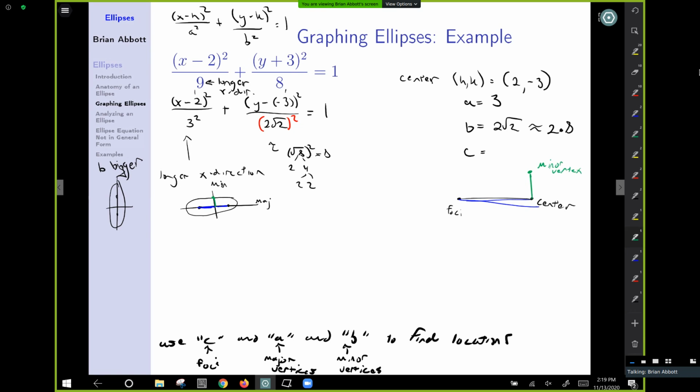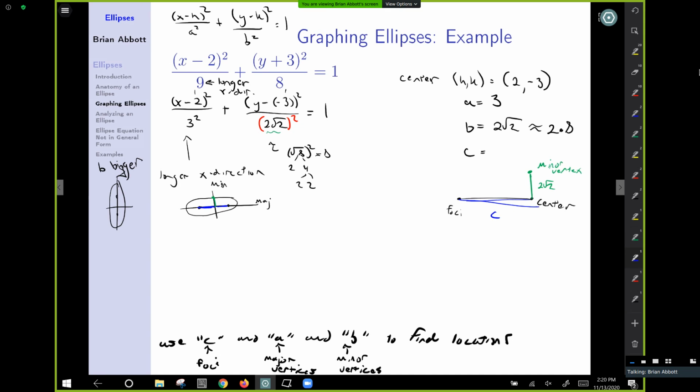Vertex. Okay, so what is the distance in the vertical direction to the minor vertex? Well, that's your b distance. That's your b value. So this is 2 root 2. And I'm sticking with the exact values here. We do not know the distance from the center to the focus. So that is what I'm looking for.